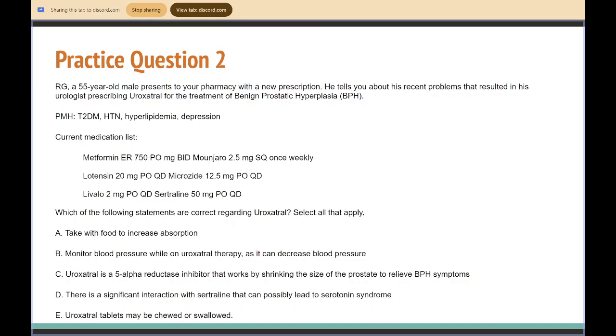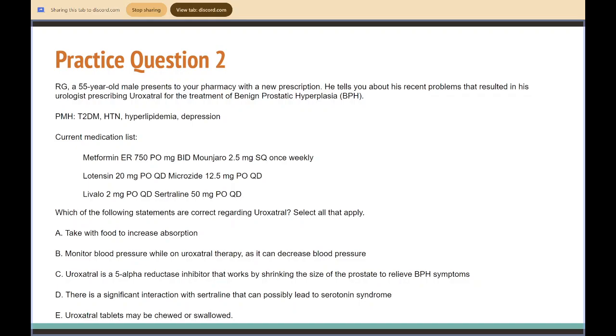All right. So let's discuss this question. So A is correct. Taking uroxetrol with food allows for increased absorption of the medication. So if you chose choice A, good job. Next, choice B. B is also correct. Monitoring blood pressure is important for uroxetrol as it can cause decreased blood pressure, especially if taken with other antihypertensive medications. The effect on blood pressure should be less than more nonspecific alpha 1 antagonists, such as doxazosin or prazosin. So, patients taking Lotensin, we definitely need to be careful and monitor blood pressure. So, choice A and B are correct so far.